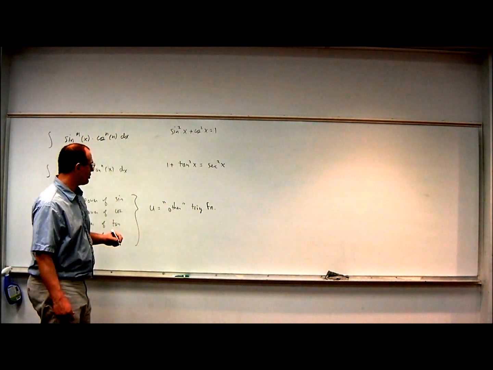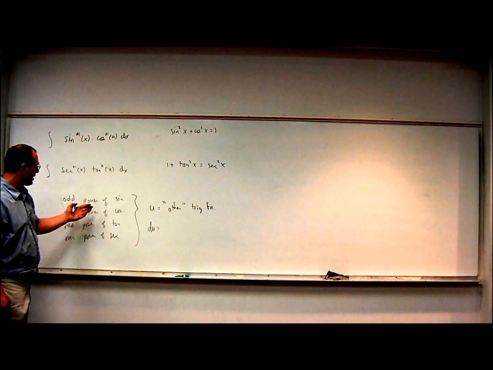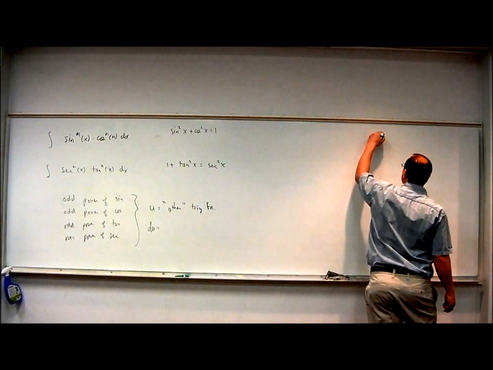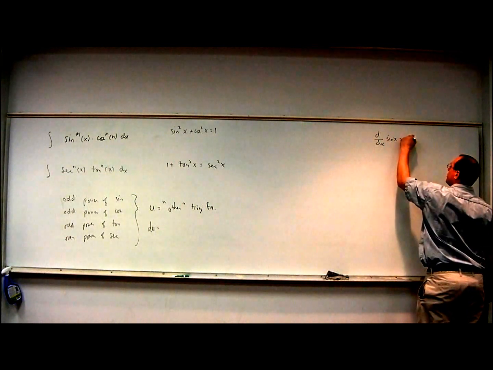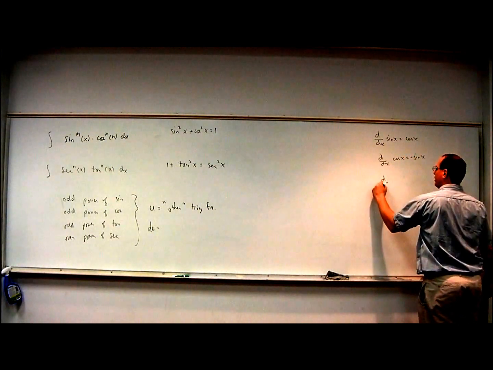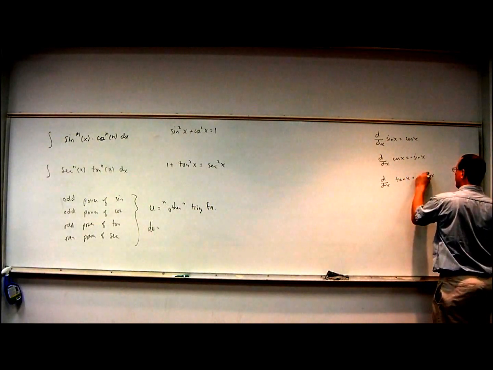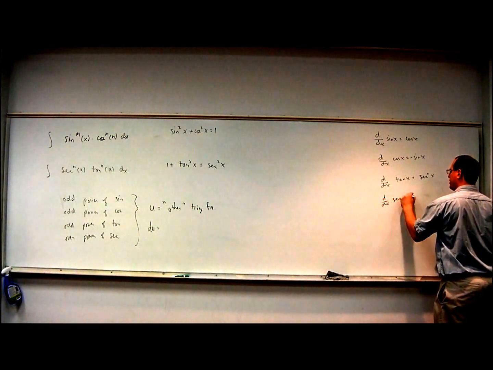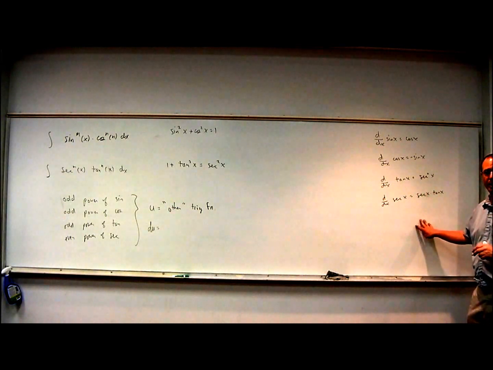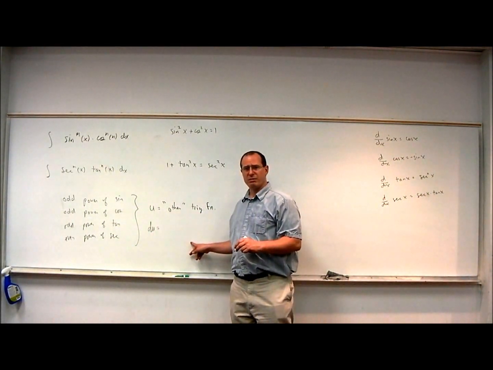And then whenever you're doing a U substitution, you have to calculate du as well. So we're also going to need the derivatives of sine, cosine, secant, and tangent. So just to recall, the derivative of sine x is cosine x. The derivative of cosine x is negative sine x. The derivative of tangent x is secant squared x. And the derivative of secant x is secant x times tangent x. So we need those four basic derivative formulas as well, because whenever you're saying U equals a function, to calculate du, we need the derivative.